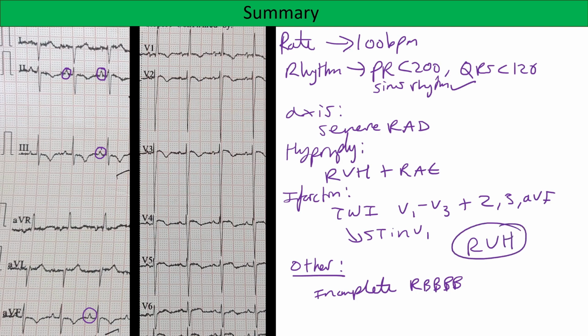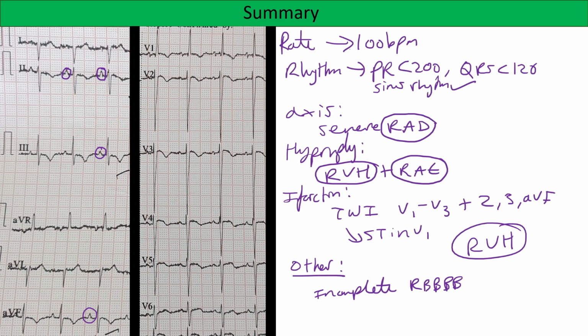will start to make sense. So the right ventricular hypertrophy, eventually you'd expect the patient to also develop right atrial enlargement. They'd also have right axis deviation from the right ventricular hypertrophy. Now, another finding that's commonly associated is that there's T wave inversion in V1 to V3, 2, 3 and AVF as well. And there's downsloping ST changes in V1, which is also typical.